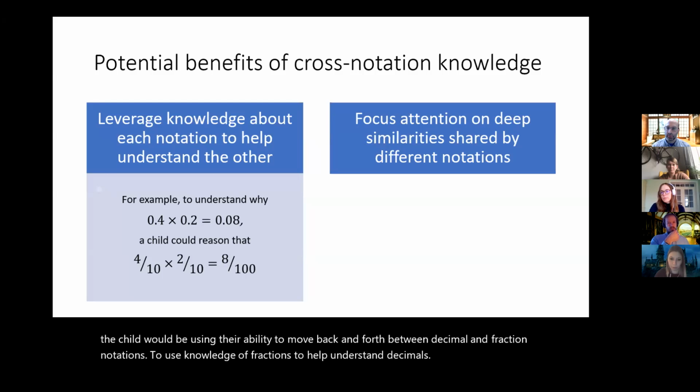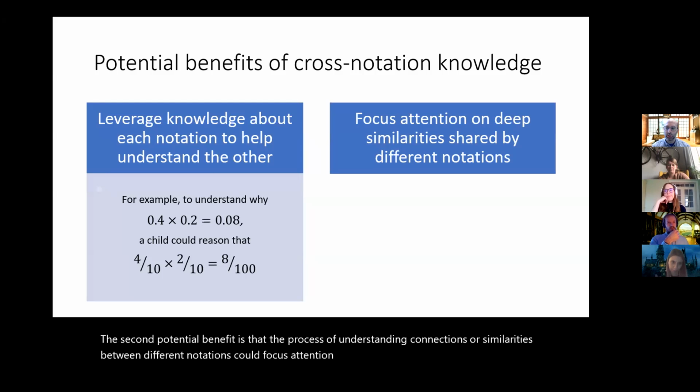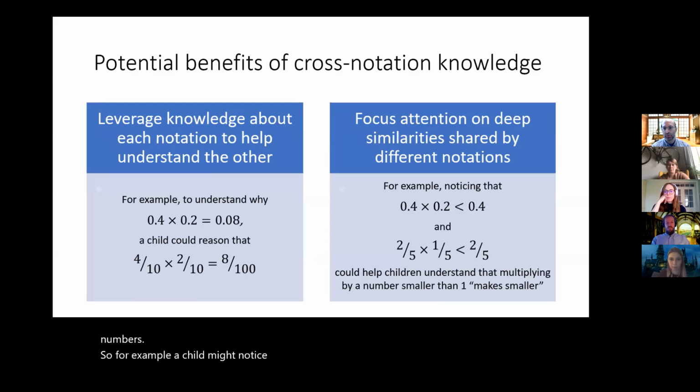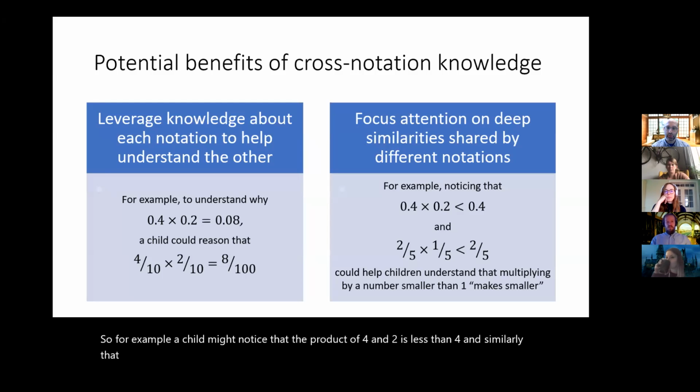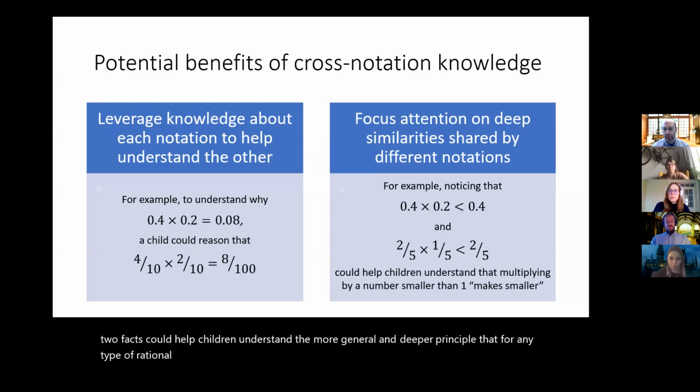The second potential benefit is that the process of understanding connections or similarities between different notations could focus attention on deeper principles about rational numbers. So for example, a child might notice that the product of 0.4 and 0.2 is less than 0.4, and similarly that the product of 2/5 and 1/5 is less than 2/5. And noticing the resemblance between these two facts could help children understand the more general and deeper principle that for any type of rational number, multiplying a positive number by a number smaller than 1 will give you a smaller answer.